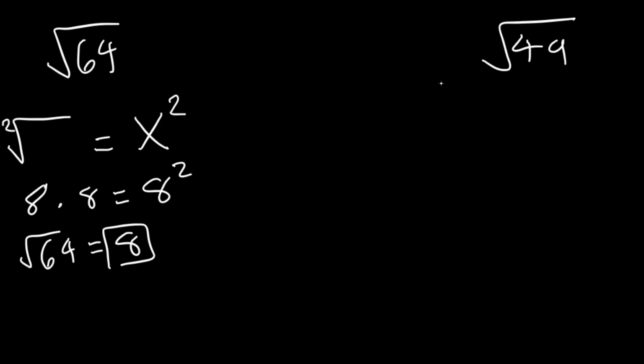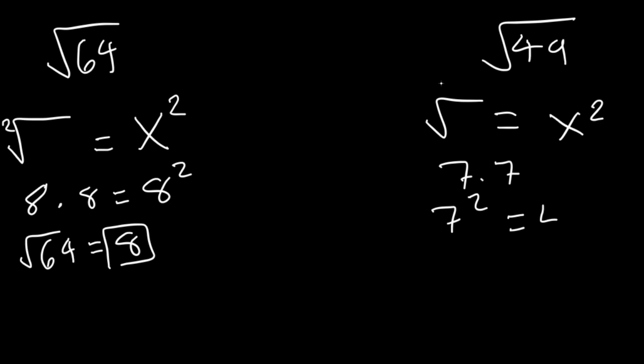Here we have 49, and it's the same principle. Square root is equal to x squared. So we know that 7 times 7, or 7 squared, is equal to 49. Therefore, the square root of 49 is equal to 7.